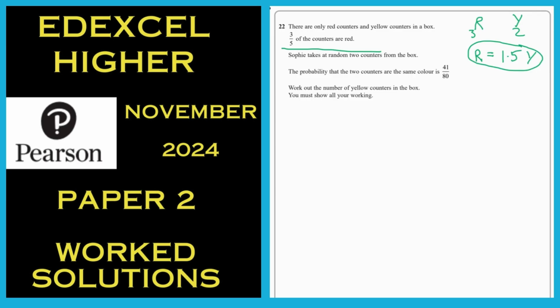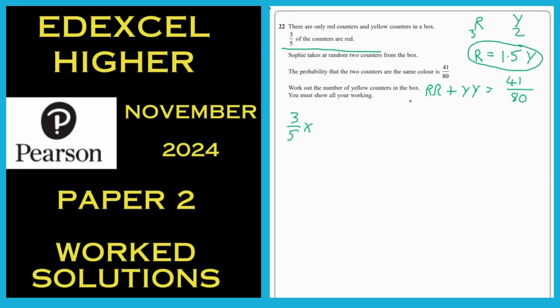Next, Sophie takes at random two counters, probability of the same colour, that's red red, yellow yellow, equals 41 over 80. Sometimes it's worth making a note of that if it gives you somewhere to start. Well, what is the probability of getting red red? The first counter being red, we actually already know. It's 3/5.